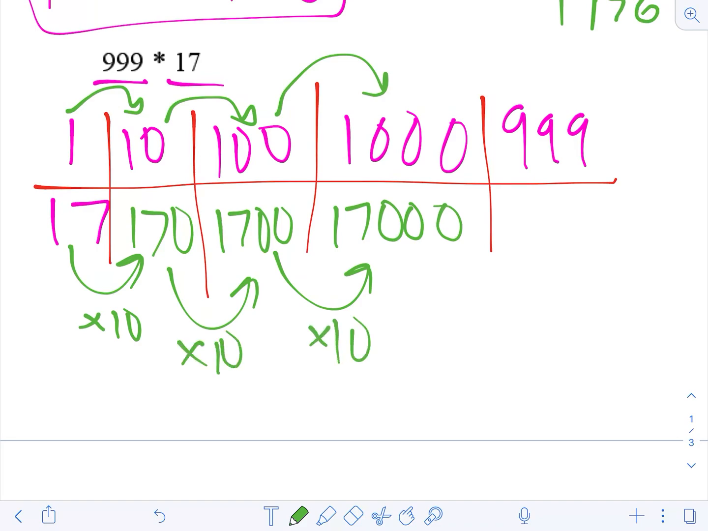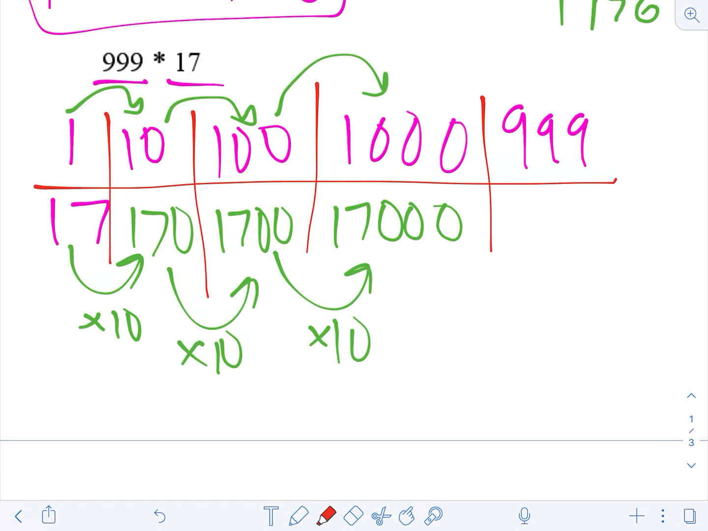Now, once again, if you could just jump to 100 and then do 1000, you don't have to do 10. Or if you could just tell me what 17 times 1000 is, 17 with 1, 2, 3 zeros, you're going to be good. So whatever jumps you feel comfortable with.